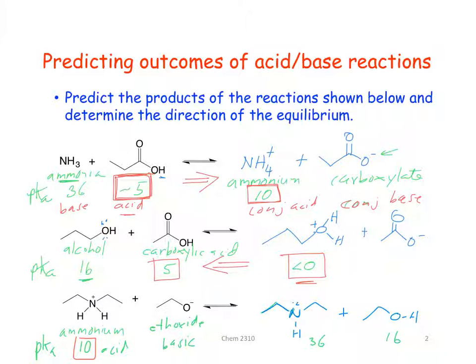So here is the strongest acid on the left. Here's the stronger acid on the right. So which direction is the equilibrium going to lie? All right, so remember the equilibrium lies away from the strongest acid. So here's the strongest acid. So this equilibrium will lie toward the product side.